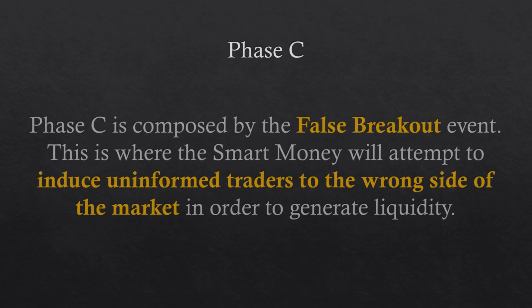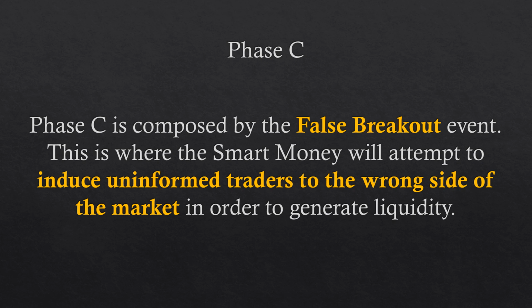Phase C is known as the test, and it is composed of the false breakout event, which is perhaps the most important of all logical events, and the ultimate point of the smart money manipulation maneuver. This is where the smart money will attempt to induce uninformed traders to one side of the market with the sole purpose of generating liquidity to the opposite side.